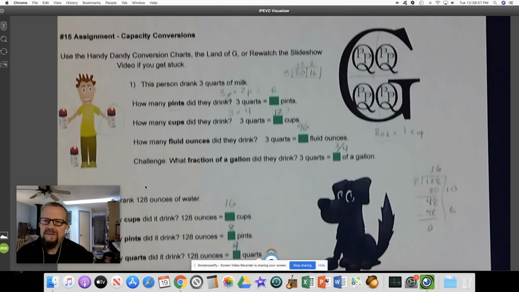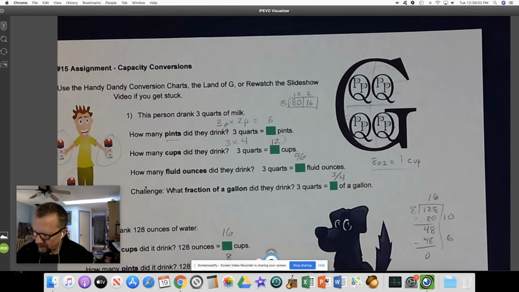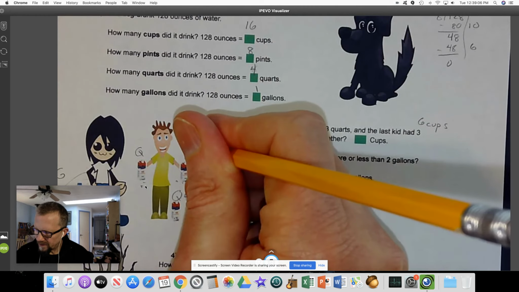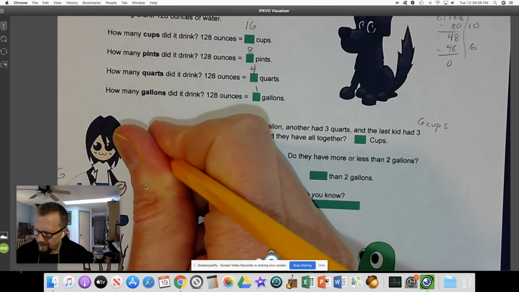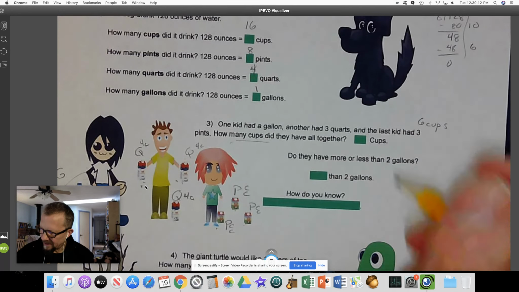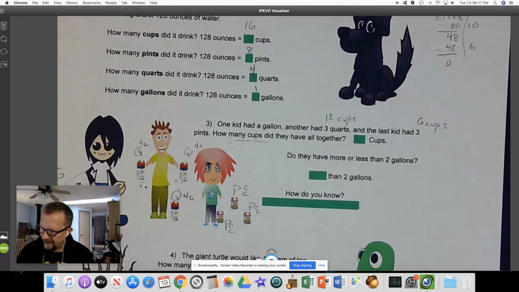And we can double check this. So 2 cups in every pint. So 1, 2, 3, 4 cups in one of those quarts. So 4 cups, 4 cups, 4 cups. That's a total of 12 cups in his 3 quarts.